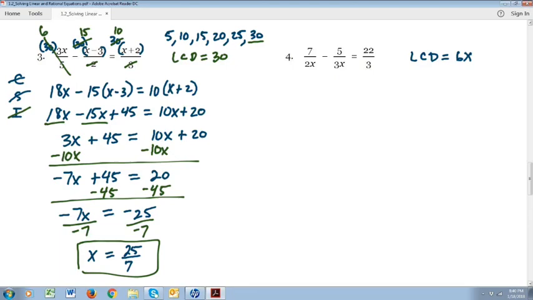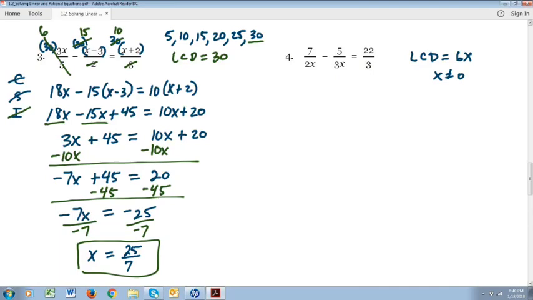And the other thing I want to point out here is if x is 0, then 2 times 0 would be 0, and my denominator being 0 would make me undefined. So x could never be 0. That's my restricted value. A restricted value is just a value of x that would cause the denominator to be 0, which would make the expression undefined. So our restricted value is x cannot be 0.